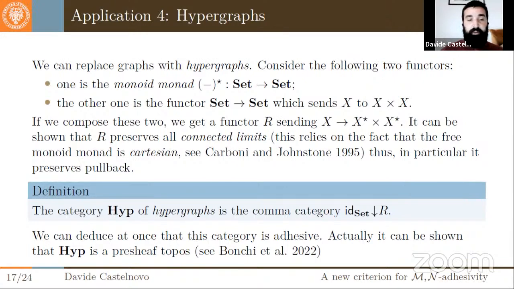And we can define the category Hyp of hypergraphs as the comma category given by the identity on one side and this functor R on the other side. This means simply that a hypergraph is given by a set of hyperedges, a set of nodes, and two functions which assign to every hyperedge a word that is the source and another word that is the target of the hyperedge. We can deduce at once that this category is adhesive. Actually, it can be shown that Hyp is even a presheaf topos, but that's not so important.